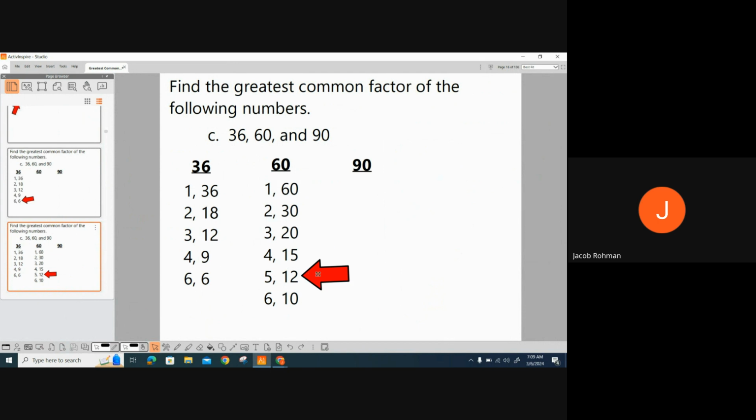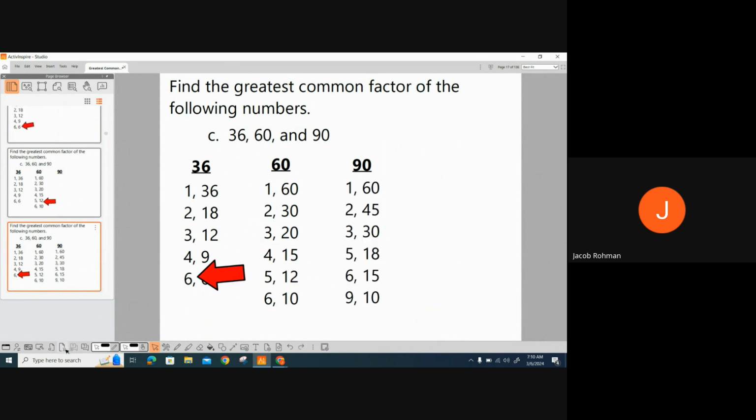Just looking at this list at a glance, so far we would say that the greatest common factor between the two is 12. But remember, we have to consider the 90 as well. For 90, you have 1 and 90, 2 and 45, 3 and 30, 5 and 18, 6 and 15, and 9 and 10. So now we would say that the greatest common factor between the 3 lists is 6. So the greatest common factor, GCF, is 6.